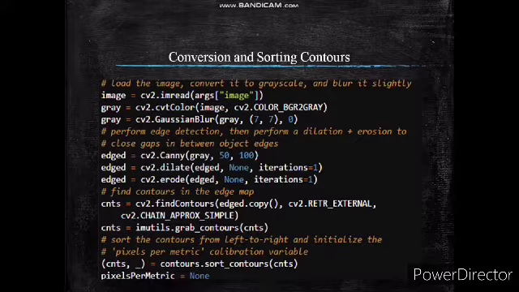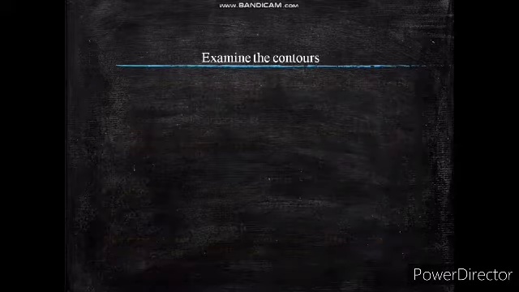Then we perform an edge detection operation to outline the object. In addition to it, we use dilation and erosion techniques to close the gaps during edge linking in the edge map. We use the findContours function to find the possible contours in the image. Then we sort the found contours from left to right with respect to the reference object.